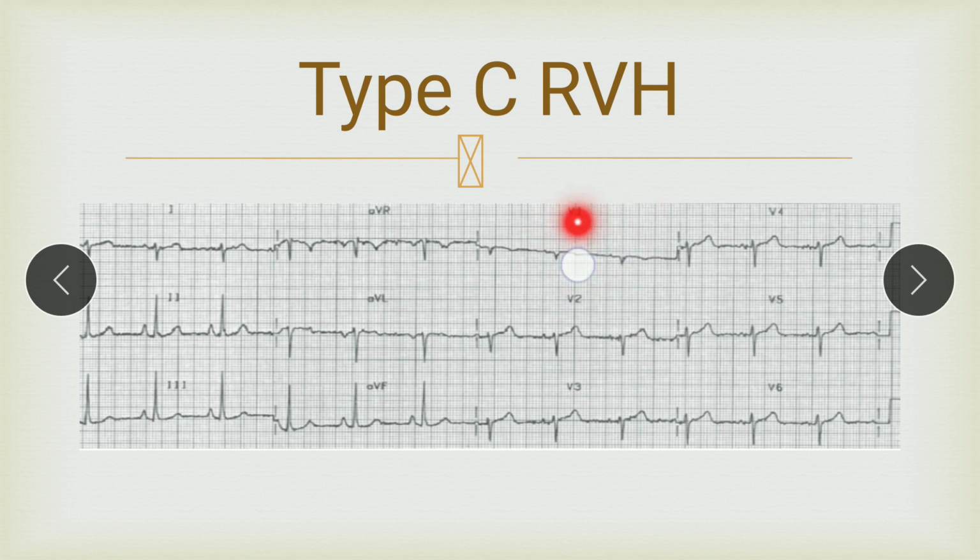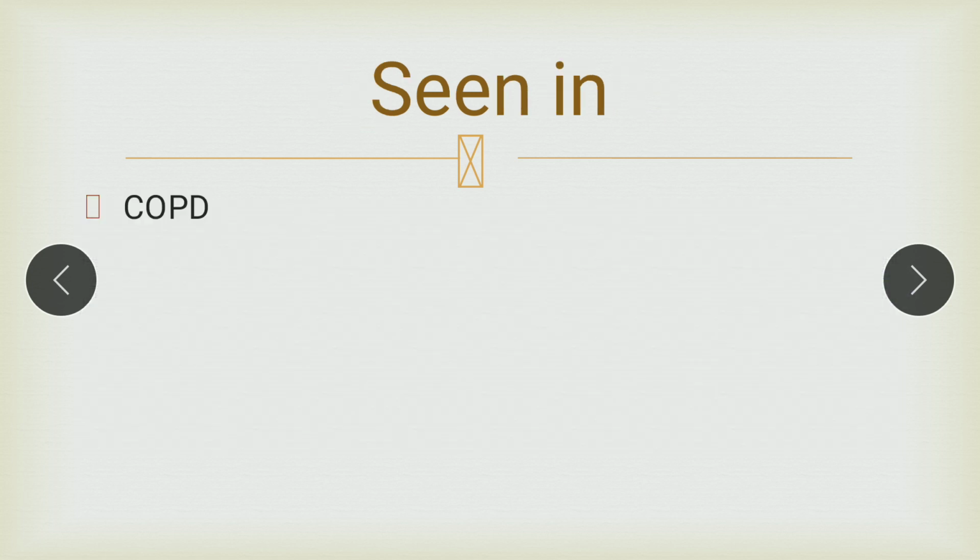Coming to type C RVH, here the patient will have right axis deviation, but the R wave will not be dominant. Instead, there will be a small R and big S complex. You can see the big S, RS complex. So the patient will be having just an RS complex. This is called poor progression of R wave, otherwise called clockwise rotation, because the transition has not yet occurred. This rotation we will see in another presentation. And this type is classically seen in COPD patients.